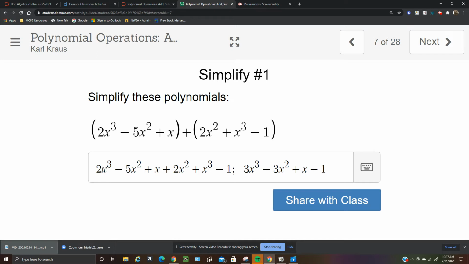And combine like terms, so 2x cubed plus x cubed is 3x cubed. And negative 5x squared plus 2x squared is negative 3x squared. And there's nothing to combine with x, so just write it, and nothing to combine with negative 1. So the answer to adding these is 3x cubed minus 3x squared plus x minus 1.